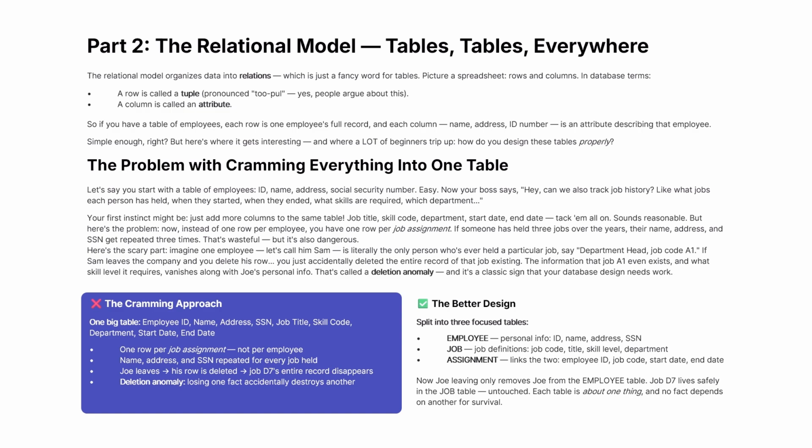Here's the scary part. Imagine one employee, let's call him Sam, is literally the only person who's ever held a particular job. Say, department head, job code A1. If Sam leaves the company and you delete his row, you just accidentally deleted the entire record of that job existing. The information that job A1 even exists and what skill level it requires vanishes along with Sam's personal info. That's called a deletion anomaly, and it's a classic sign that your database design needs work.